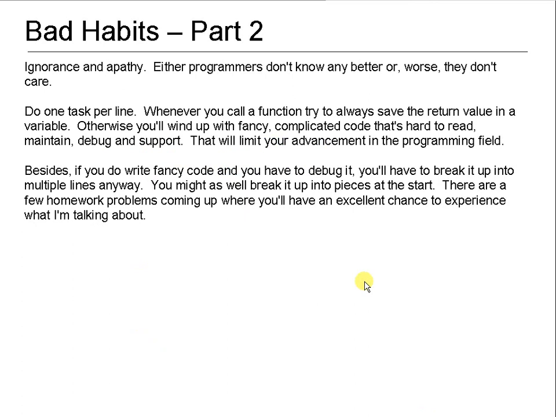Now, you always want to try to do one task per line. Whenever you call a function, try to always save the return value in a variable. Otherwise, you'll wind up with fancy, complicated code that's hard to read, maintain, debug, and support. And that will limit your advancement in the programming field because your code will be buggy and hard to read. Besides, if you do write fancy code, you'll have to debug it anyways. And when you go to debug it, because fancy code is more prone to errors, more complex, you'll have to break it up into multiple lines anyways. So you might as well break it up into pieces at the start.